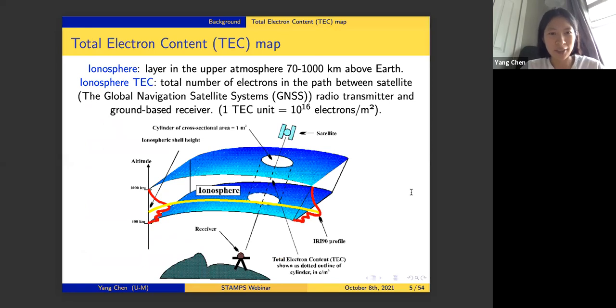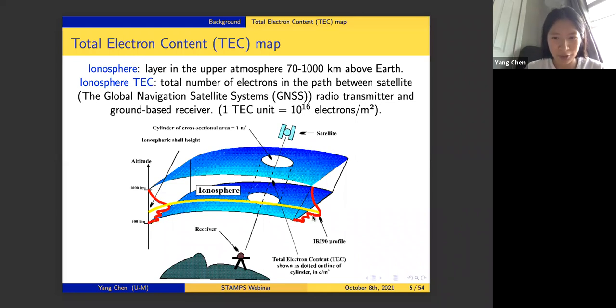So what is a total electron content map? There is a special layer in the upper atmosphere around 70 to 1,000 kilometers above the Earth, which is called the ionosphere. And the total electron content map is trying to measure the total number of electrons in the path between the satellite radio transmitter and the ground-based receiver in the ionosphere. And the unit is 10 to the 16 electrons per square meter.